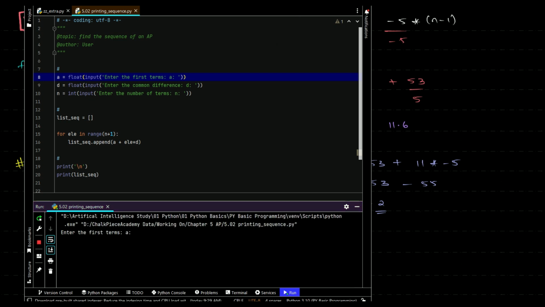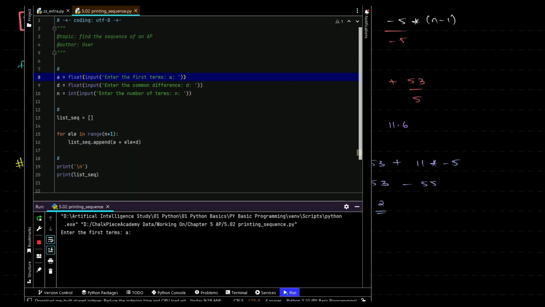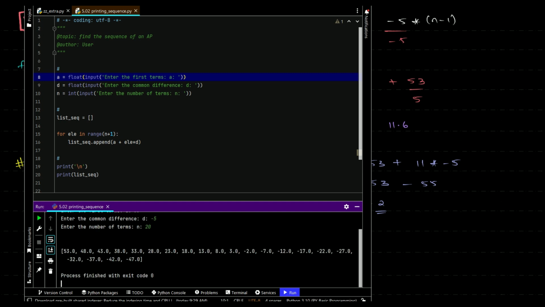So what is the first term? 53, and the common difference is minus 5. Let's look at how many terms there are. We just need some 20 terms. So the first negative term here, can we see that? It's minus 2. So 3 and then minus 2. Yeah, makes sense.